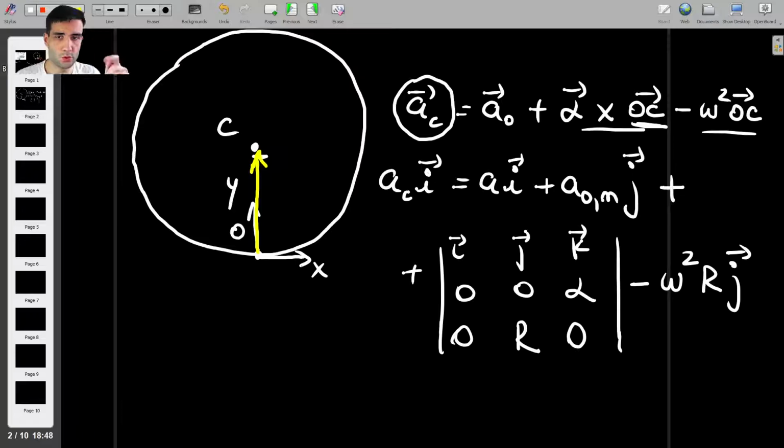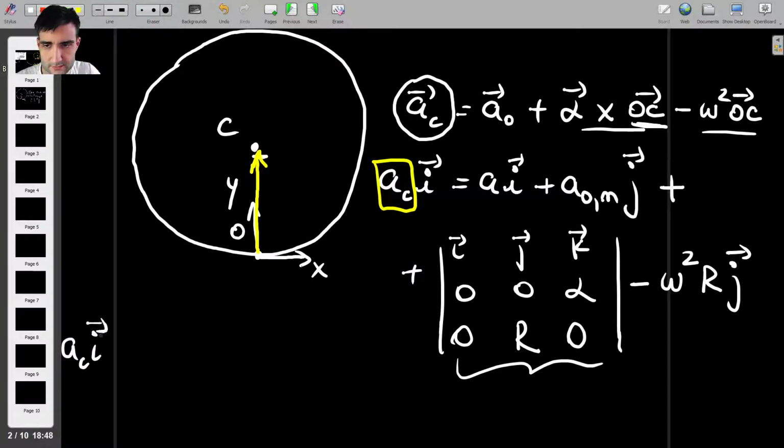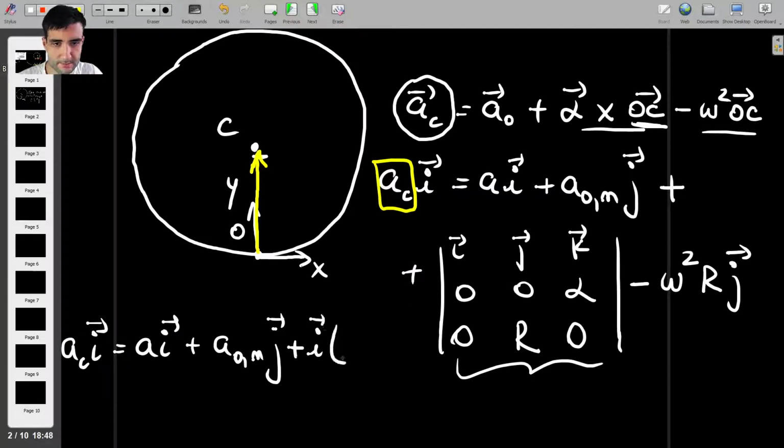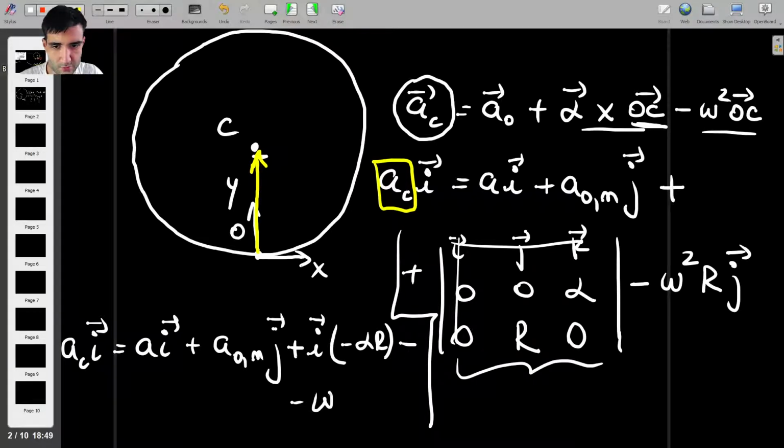Okay, so the only thing we're trying to find now is this acceleration, which we can get by, first of all, solving this determinant. So let me rewrite everything. We've got AC times i equals AI plus the normal component of O plus, and this is going to be i times, and then if we do this determinant, we're just going to get minus alpha R, and then we draw a line here, minus omega squared R j.